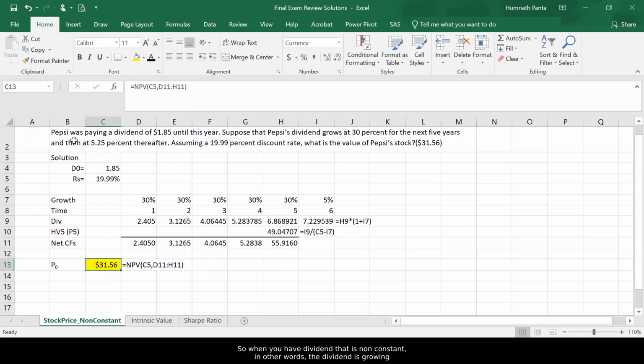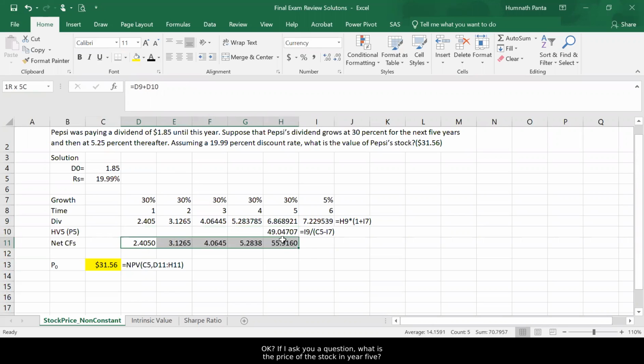When you have a dividend that is non-constant, in other words the dividend is growing at different rates, what we need to do is find the dividend until the year it becomes constant. In the year prior to the constant year, you can calculate the terminal value of the stock, in this case year 5. Now, from the perspective of today, the price of the stock right now is the present value of all expected future cash flows.